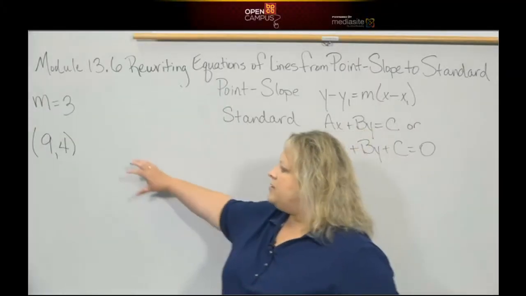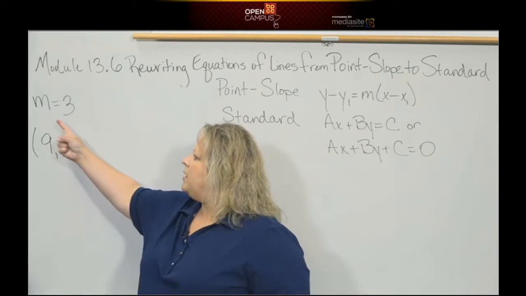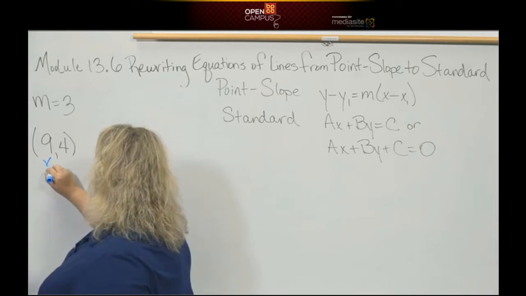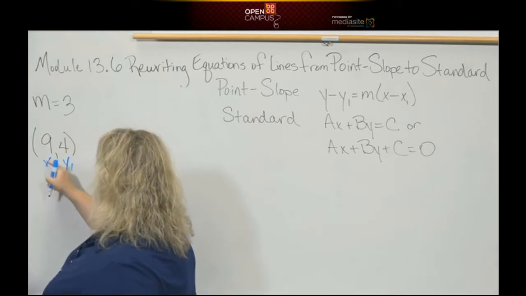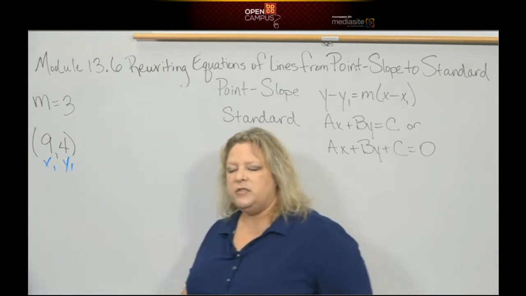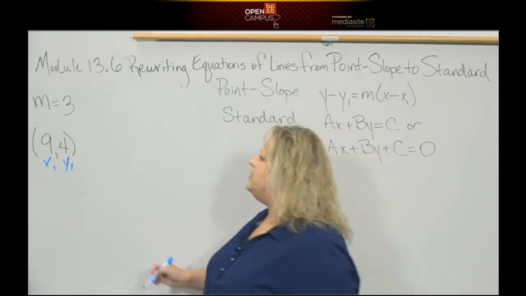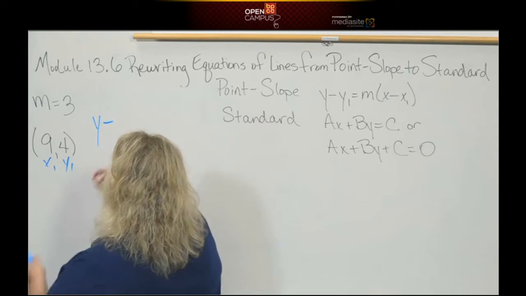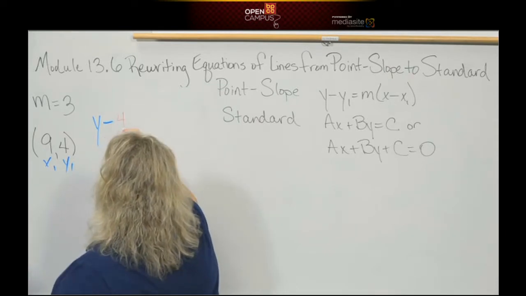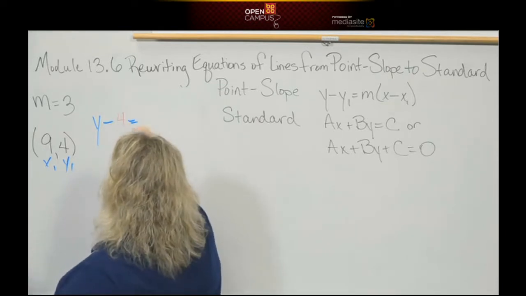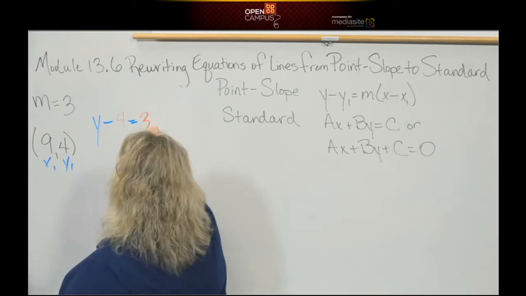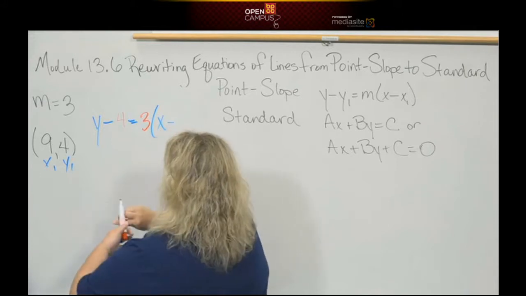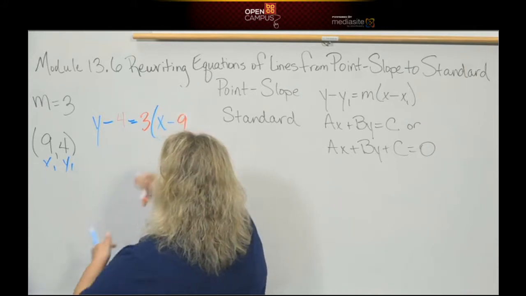Here we go. Here's the last one we're going to do for this part. m is equal to 3. We have x1, y1. x1 is 9, y1 is 4. So let's go ahead and plug our information in, see where we stand. We've got y minus y1, which is 4, is equal to m, which is 3, times x minus x1, which is 9.